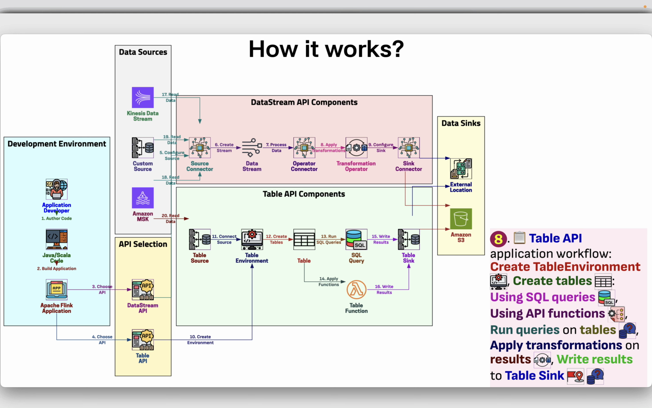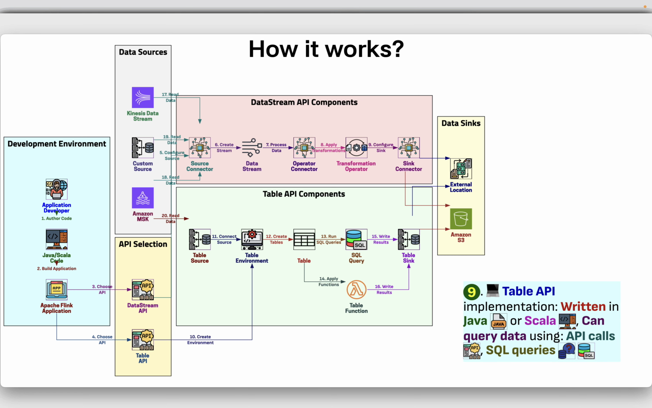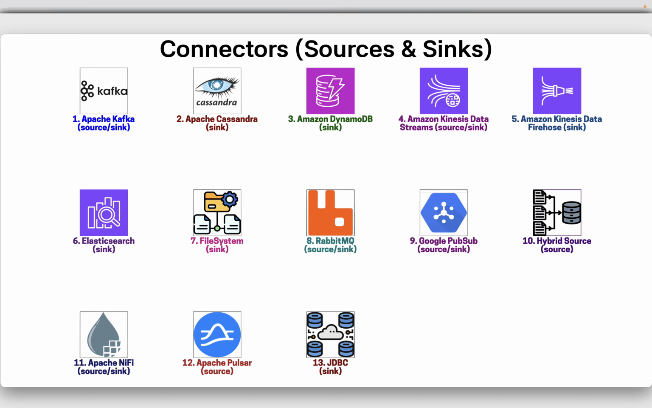The table API applications create a table environment, create tables using SQL queries or API functions, run queries on tables, apply transformations on query results, and write results to a table sink. The table API applications can be written in Java or Scala and can query data using either API calls or SQL queries. So these are the connectors.